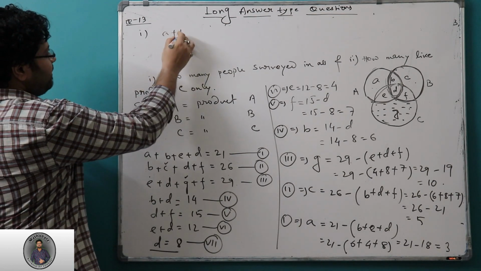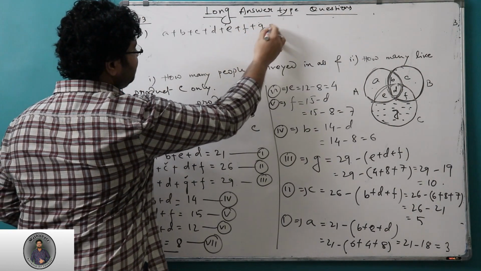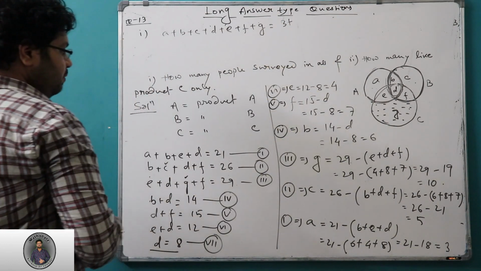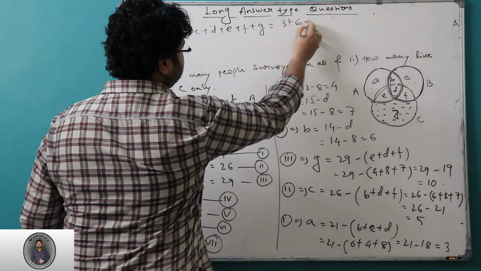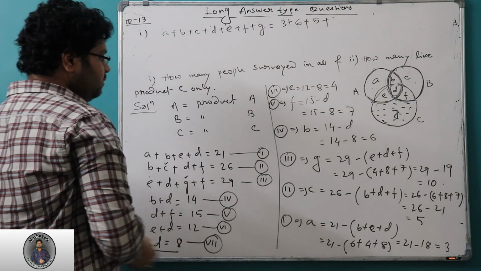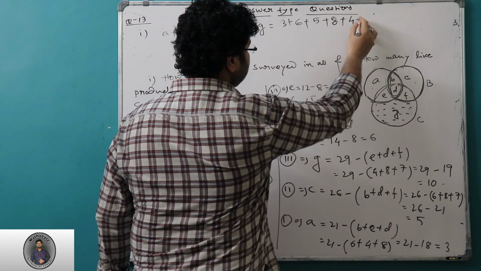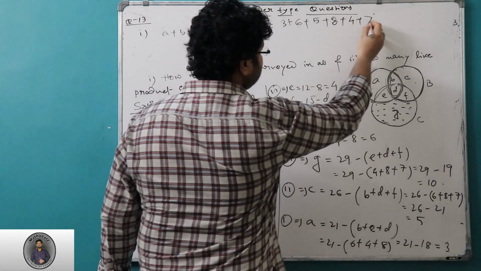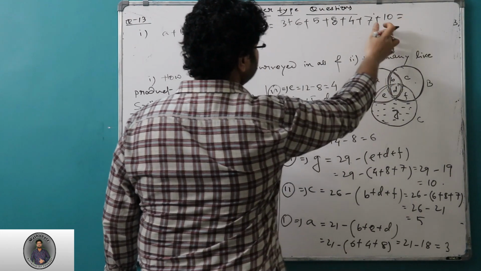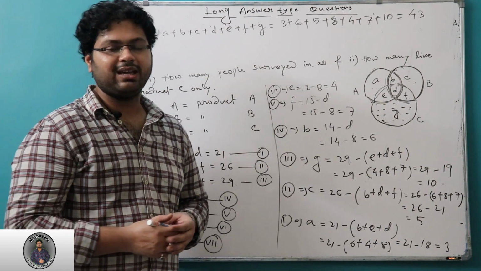Therefore the first answer will be A plus B plus C plus D plus E plus F plus G. A we have got as 3 plus B we have got 6 plus C we have got 5 plus D we have got 8, E we have got as 4, F that is 7 plus G, and that is 10, and this will be 43. So 43 people surveyed in all.